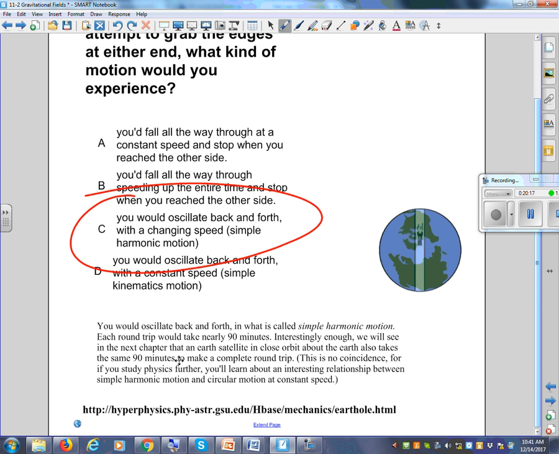Interestingly enough, we'll see in the next chapter that an Earth satellite in close orbit about the Earth also takes the same 90 minutes. All those satellites that are up there for GPS take the same 90 minutes to go all the way around as falling right through. How come? What's causing them to orbit? Gravity. It's exactly the same process. The only difference is, instead of falling all the way through and accelerating, it's falling around. It's going sideways, but still falling. It's exactly the same concept. Okay?